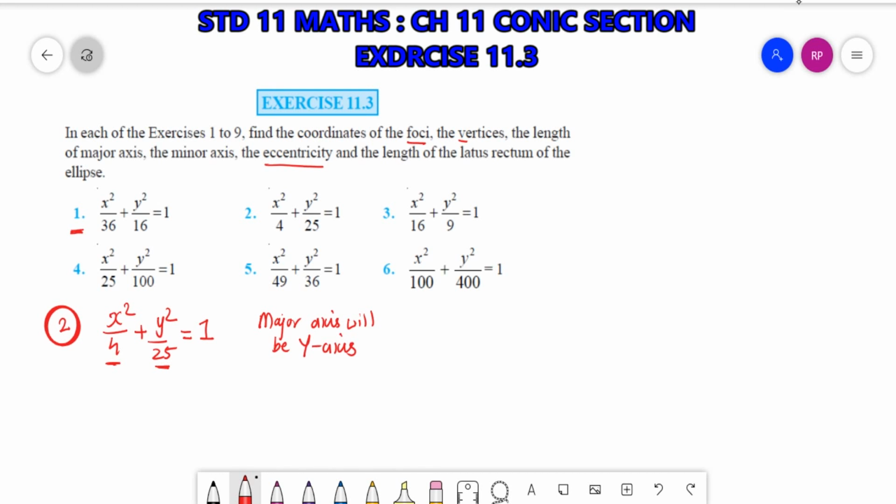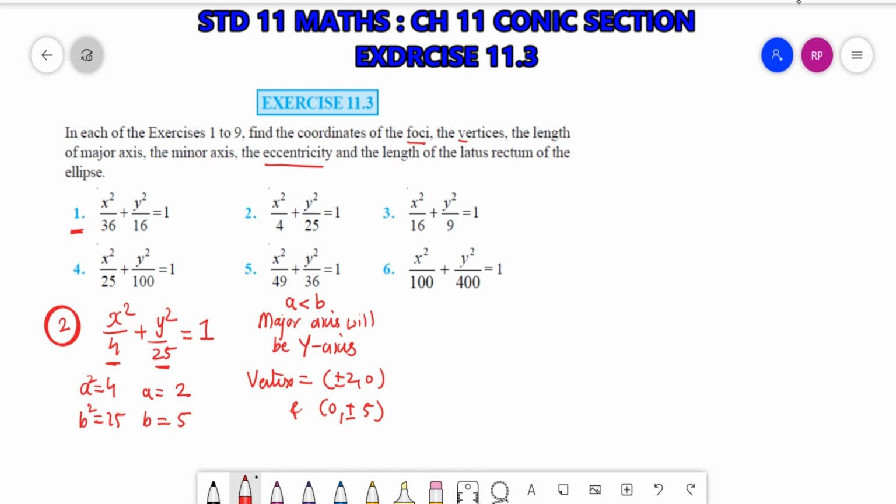Clear? So now what is a here? a square is 4, b square is 25, so a is equal to 2 and b is equal to 5. Here I can clearly see that a is less than b, so major axis is y axis. So the vertices are plus minus a, 0, so plus minus 2, 0, and 0, plus minus b, that is 0, plus minus 5. Clear? So these are the vertices.